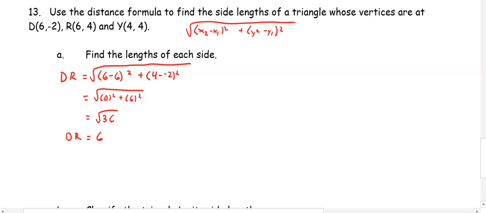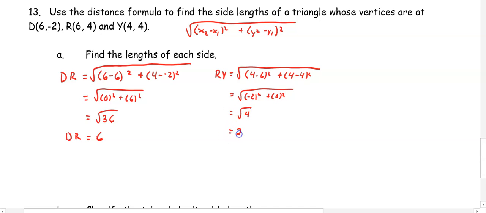Then we're going to try our next side. We're going to try RY. We want to figure out the distance of RY. So we have 4 minus 6 squared plus 4 minus 4 squared. That gets us the square root of negative 2 squared plus 0 squared, which gets us the square root of 4. The square root of 4 is 2. So RY has a length of 2.